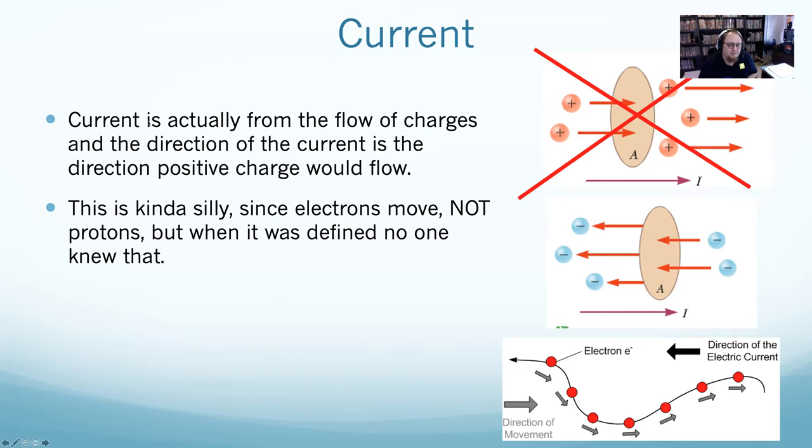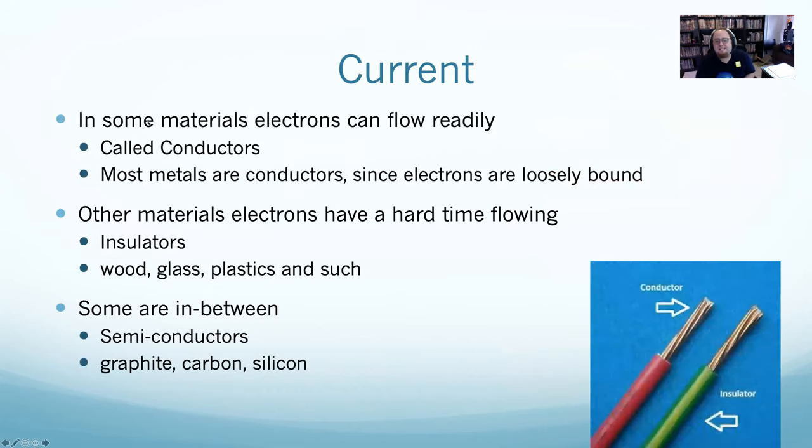Now, some materials can easily have electrons move. These are called conductors. Metals are conductors. Gold is one of the best conductors, and copper is up there also, not quite as good. In conductors, the electrons can easily flow, and when you put in an electric field, the electrons just go right down the wire.